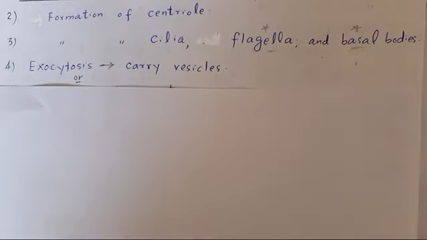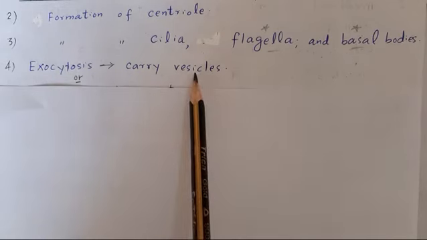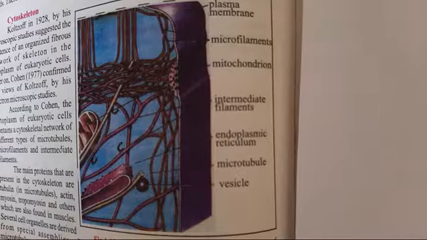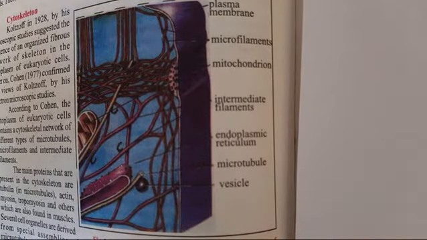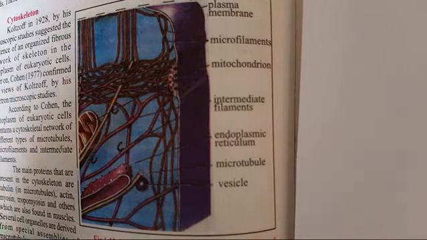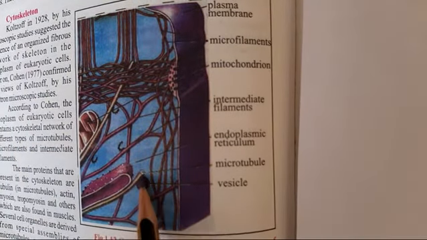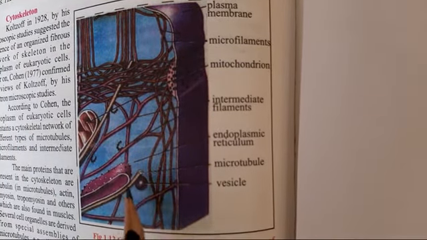Fourth, exocytosis, that is carrying vesicles. How do microtubules help in exocytosis or carrying vesicles? So again, if you look into this diagram, this is a microtubule.